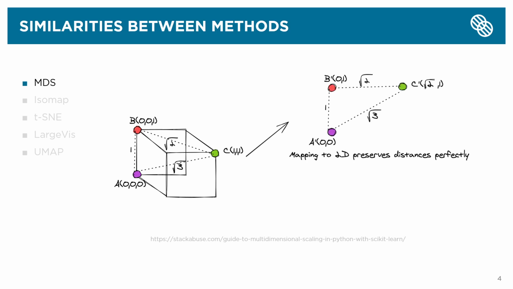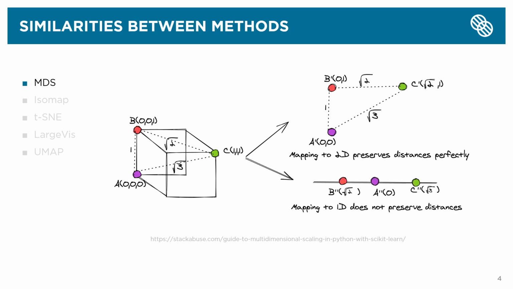In some cases, we can restore the exact positions of points this way, like in this example when we embed in 2D space. But usually we'll lose some information when we reduce the dimensionality, like in this example when we go all the way down to 1D. But the basic principle behind MDS is to try and preserve pairwise distances.